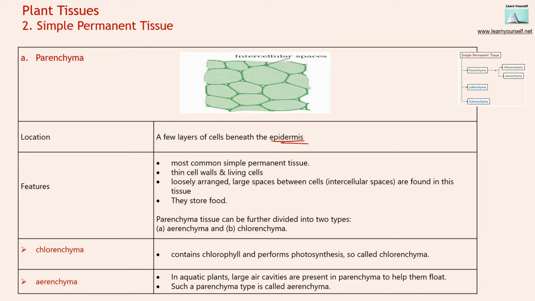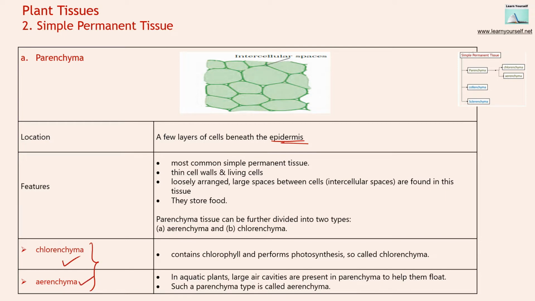Now, what are the important features of the parenchyma? It is the most common simple permanent tissue. They have thin cell walls and living cells. They are loosely arranged, so intercellular spaces are there. And the function is that they store food. Now, based on the function, parenchyma is further divided into chlorenchyma and aerenchyma.